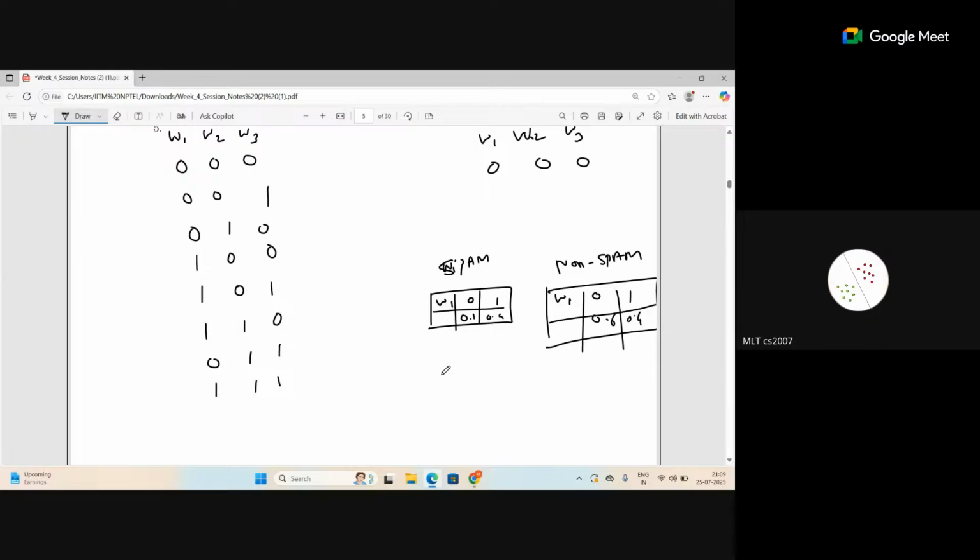And for W2, again it takes two values. Let's say for the spam case it is 0.6 and 0.4. And for W2 in the non-spam case, the probability is, let's say, 0.4 and 0.6. One should have more probability for spam, since it's that word occurring in a spam sentence.